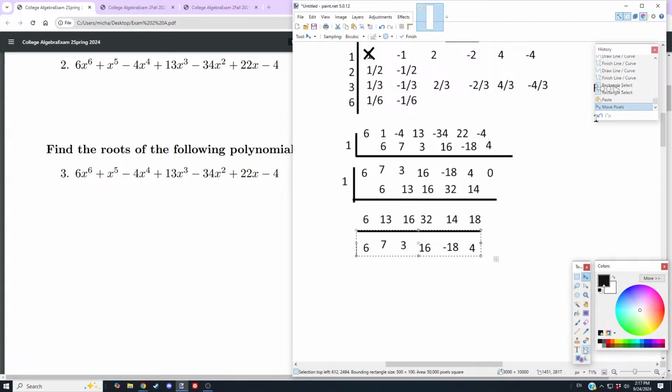And let's start with... well, let's go to -2. Sorry, let's go to -1. We'll do -1 next.